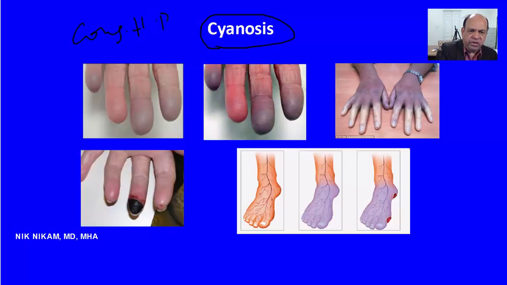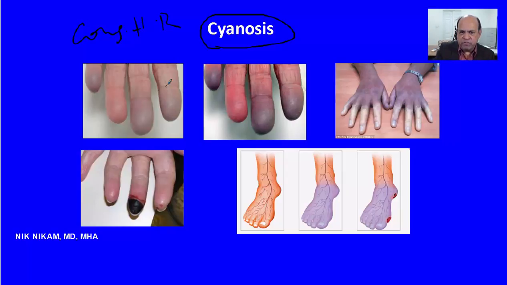In congenital heart diseases, we see central cyanosis, where there is generalized bluish discoloration of not only the fingers but of the face and extremities all put together. We see this most commonly in patients with significant right to left shunt. That means those patients who have pulmonary hypertension, where the pulmonary arterial pressure exceeds that of the aorta.